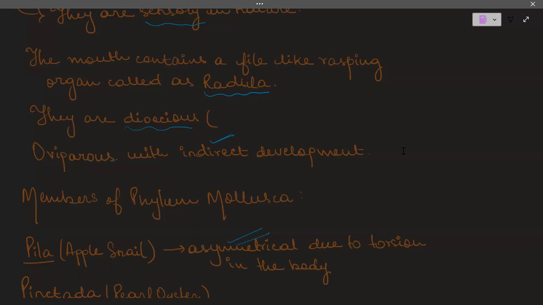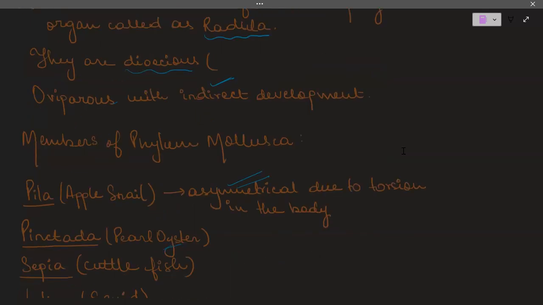What is the meaning of indirect development? Tell me, girls, what is the meaning of indirect development? See, indirect development means during their developmental stage, starting from the egg up till the adult, there will be a larval stage present. And that type of development is indirect development. But when the larval stage is not present, then we call it direct development.